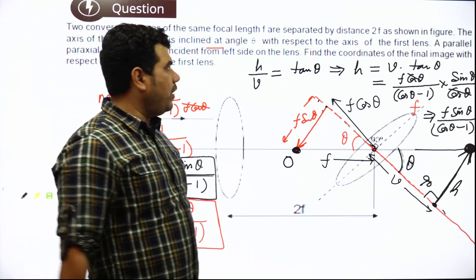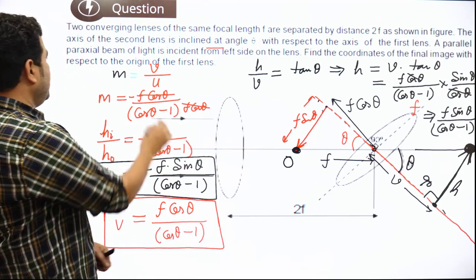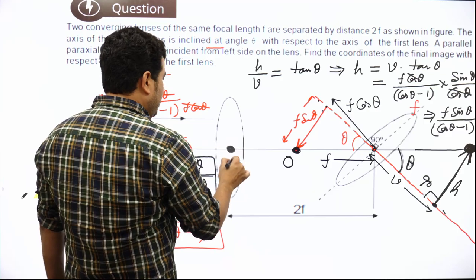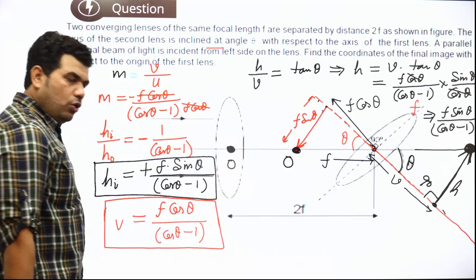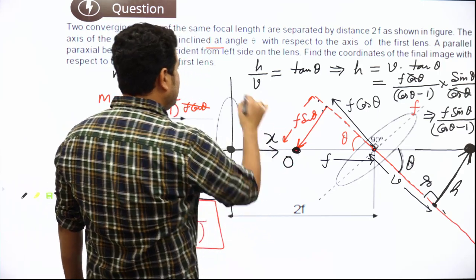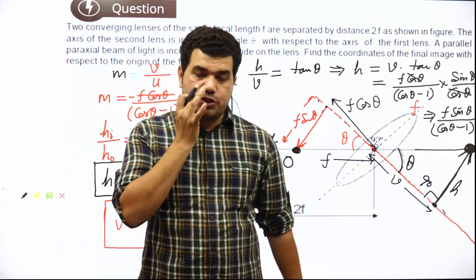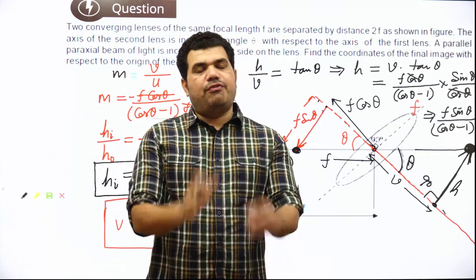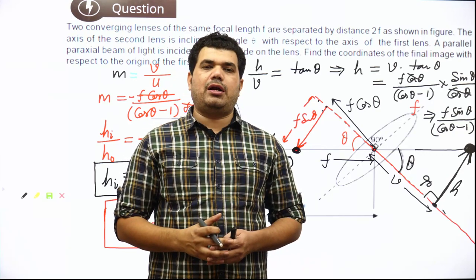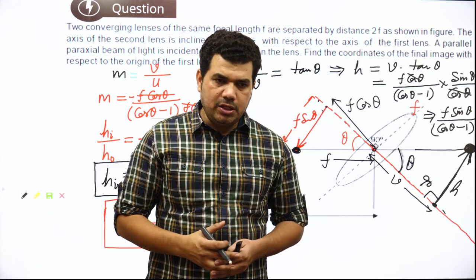Now what we have to find? We have to find the coordinates of the final image with respect to the origin of the first lens. So this is the origin, and here is the x-axis, and here is the y-axis. You can see the y component of the coordinates of the image is exactly zero, right?